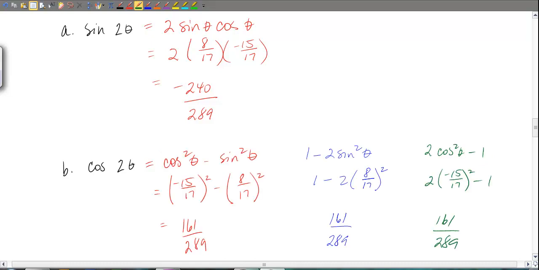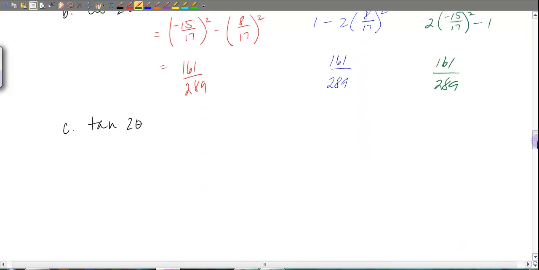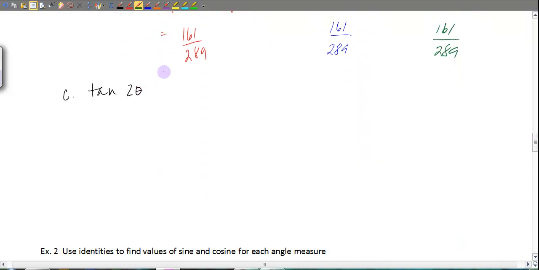Okay, so I worked this using all 3 variations of the double angle for cosine. You can see it doesn't matter which one form I used, you should come up with an answer of 161 over 289. So, last but not least, let's look at this one, the tangent of 2 theta.